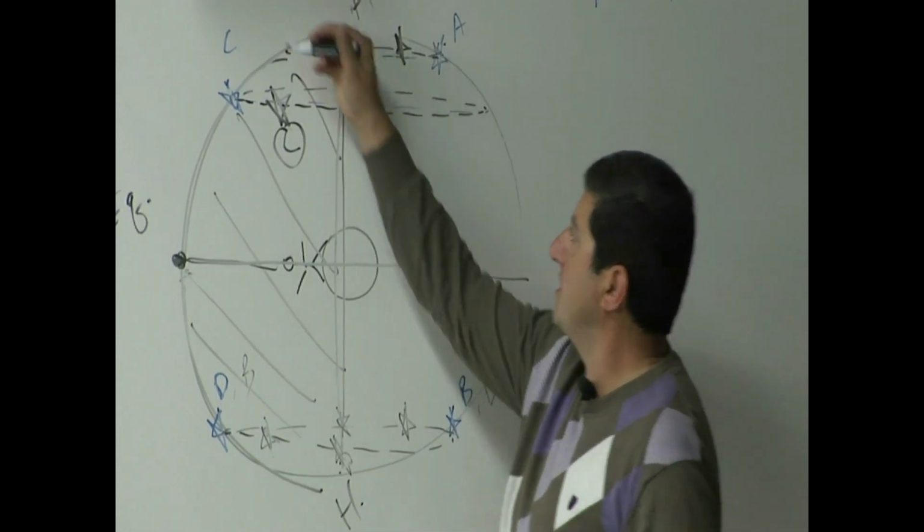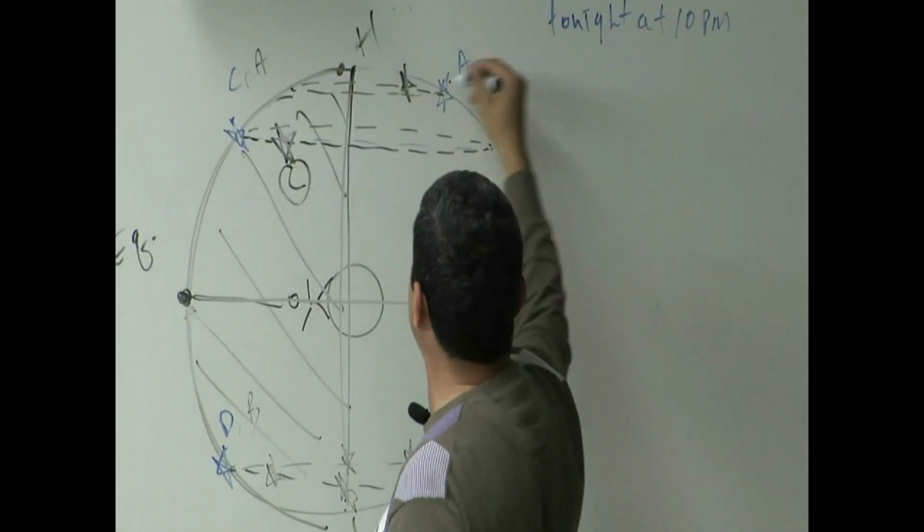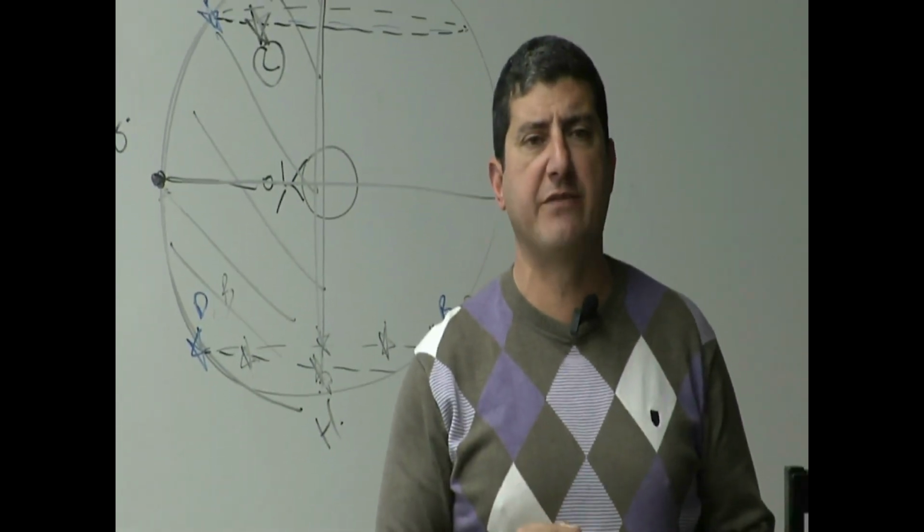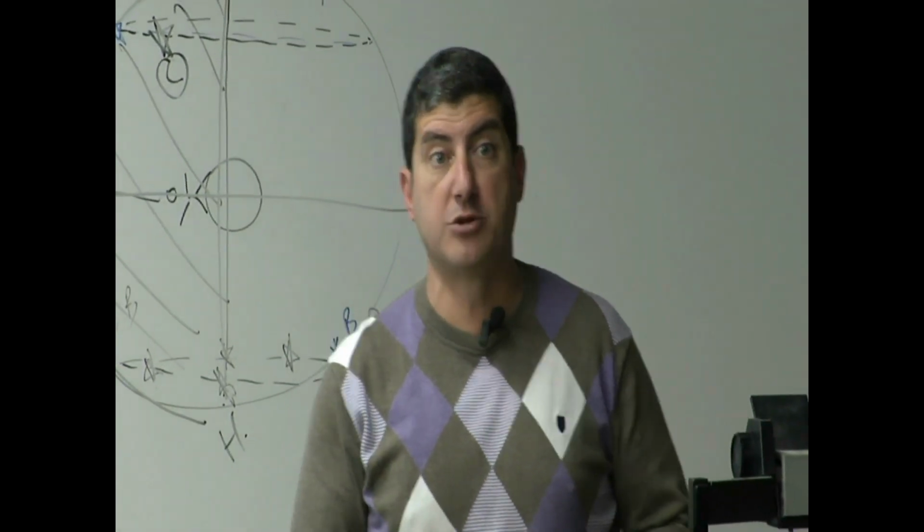She will be able to see A. A will switch over here. C will switch over here. So how many months overall does she have to view any particular one of them?